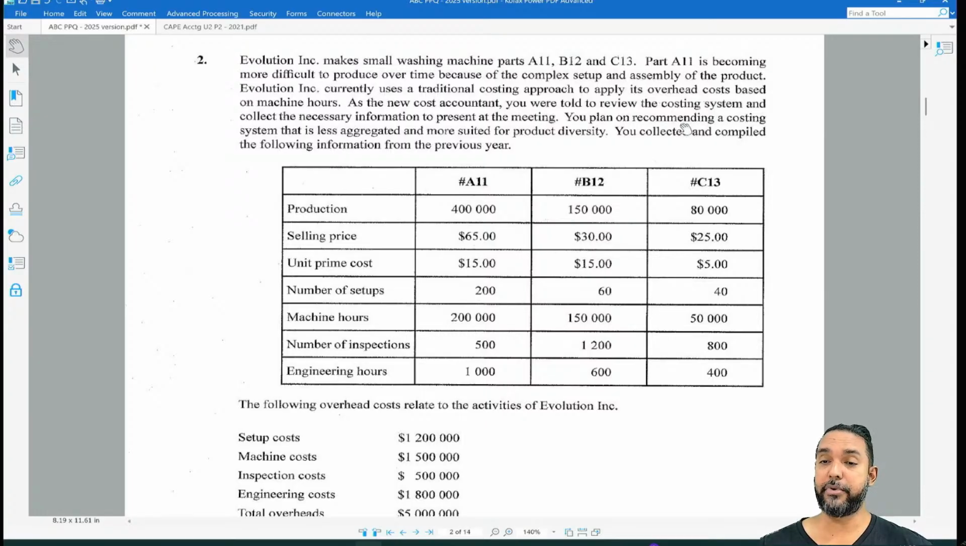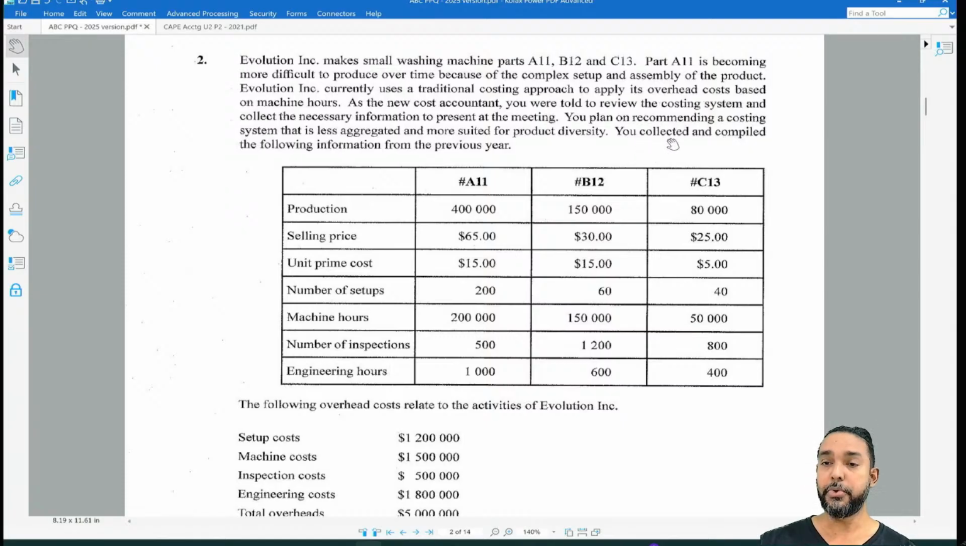Right. You plan on recommending a costing system that is less aggregated and more suited for product diversity. So the aggregation they're talking about: to aggregate means to put stuff together. So what they're talking about there specifically is the pooling of the overhead cost items into a common cost pool, and not itemizing it. And of course, the costing system more suited for product diversity will be ABC because it allows you to itemize those overheads and their costs and the volumes, right?